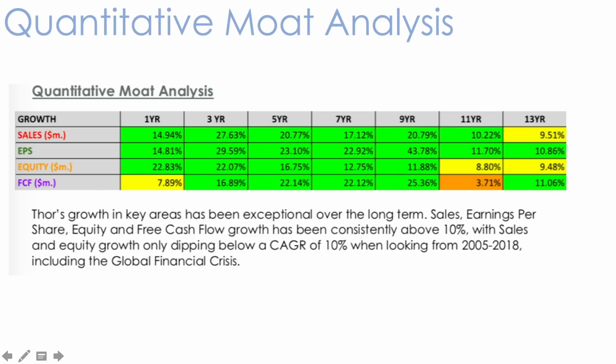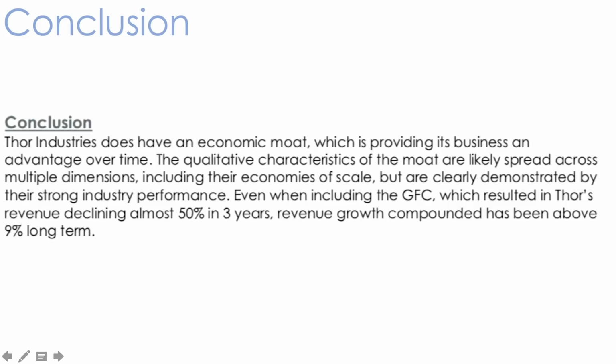So if we look over 13 years, we're looking at from 2005 until 2018. And we can see that their growth has still been exceptional. Almost 10% growth in sales, 11% growth in earnings per share, almost 10% growth in equity, and 11% growth in free cash flow, which is just exceptional. And it tells us that they do have a competitive advantage because they're consistently becoming more and more profitable. And this basically leads me to the conclusion that Thor Industries does have an economic moat, and it is providing the business an advantage over time.